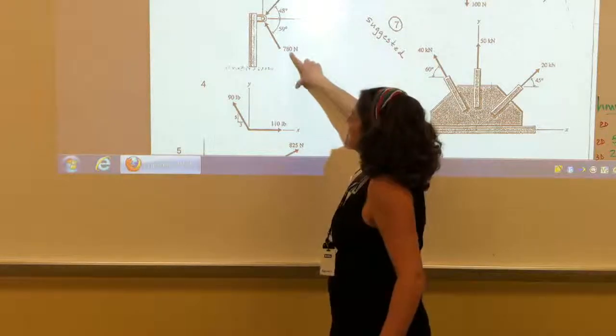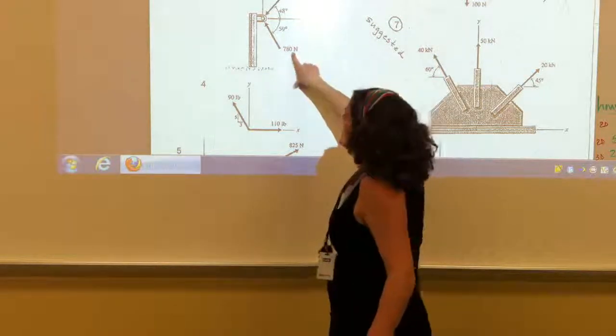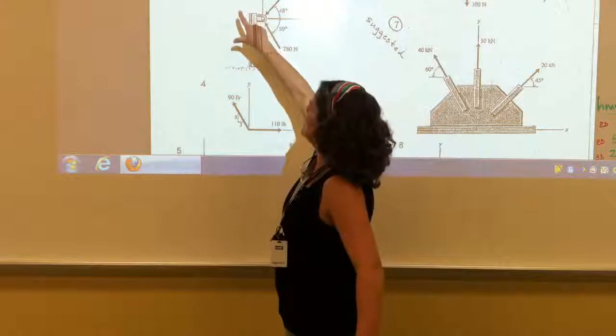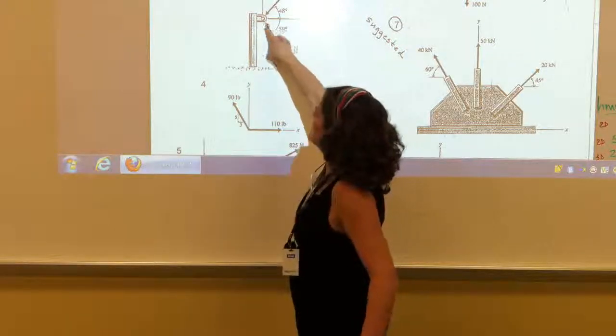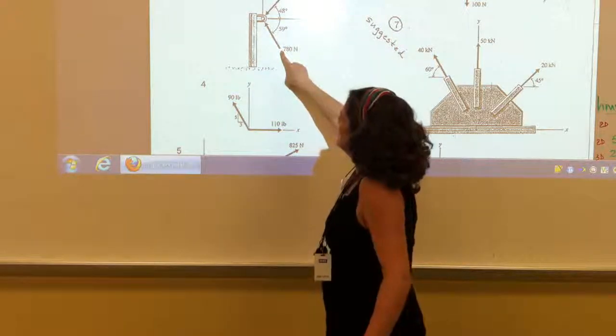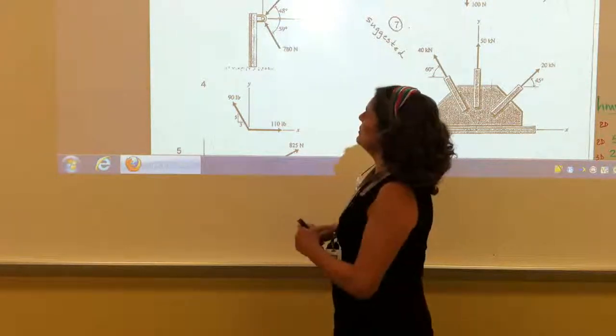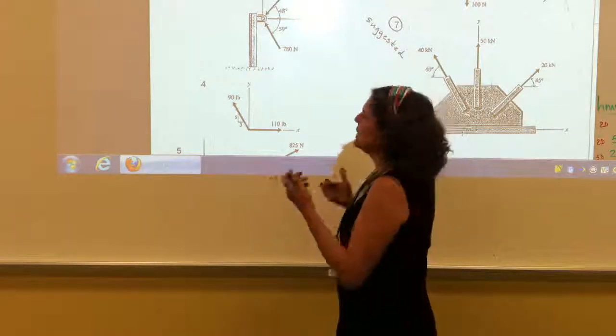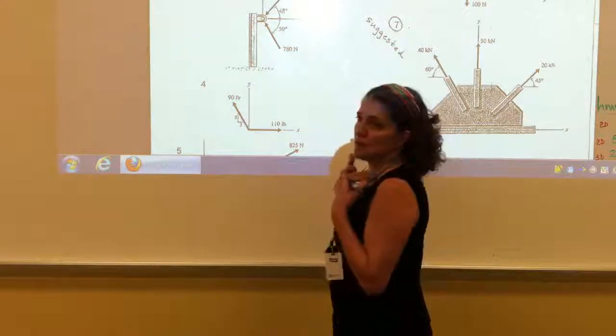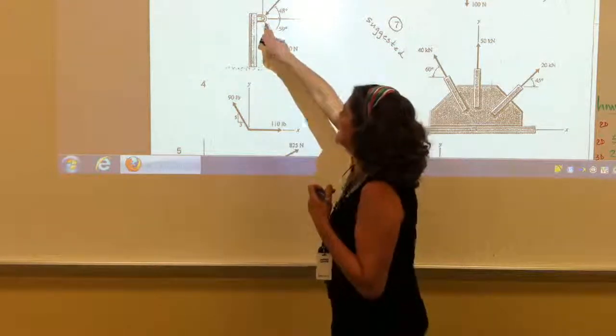So let's take a look at the 780 Newton force. It's going up to the left. You could tell from this that it's a positive y and a negative x. But how does that 59 degrees help you? So what I do, I redraw it. I always redraw it with the tail at the point.